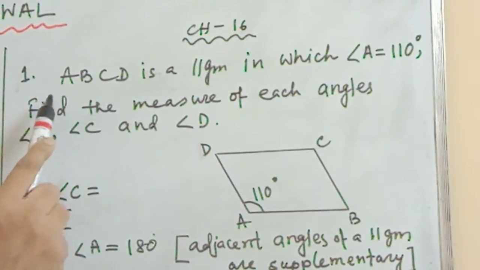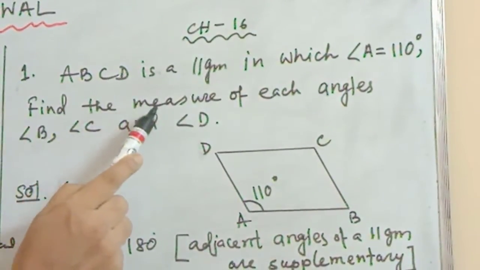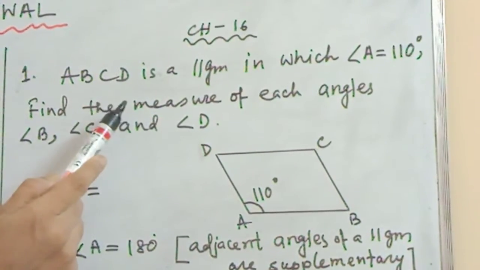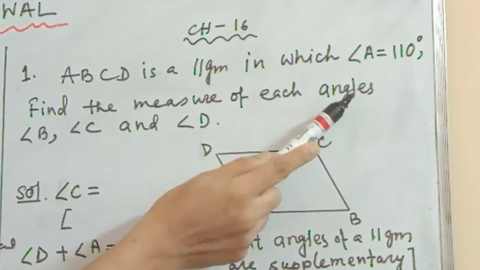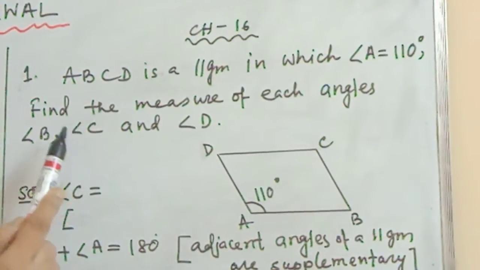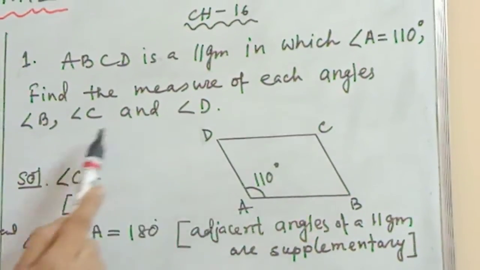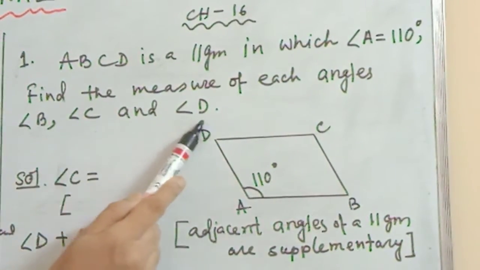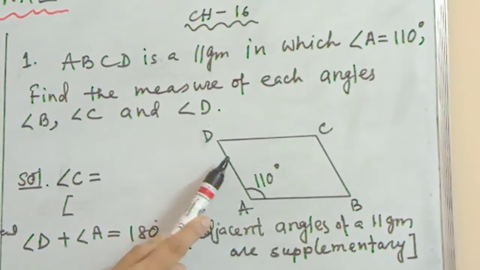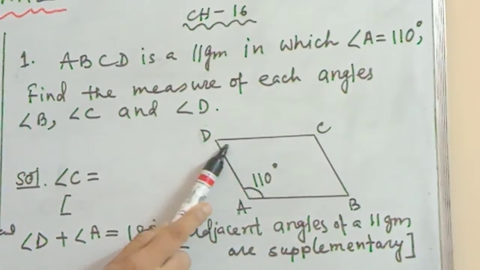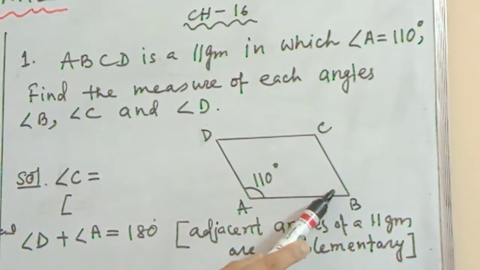Now one sum from parallelograms from R.S. Agarwal, chapter 16. ABCD is a parallelogram in which angle A is 110 degree. You have to find the measure of each of angles B, C and D. Only one angle is given, and by using this angle you have to find the measurement of angle D, angle C and angle B.